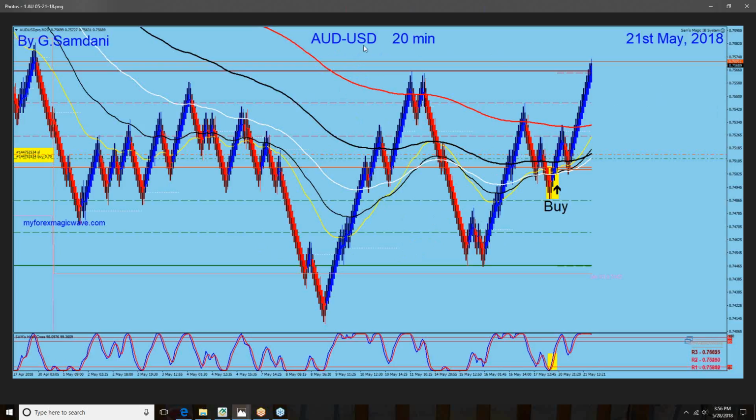The week started on the, sorry, 21st of May. Aussie USD 20-minute chart, buy entry. This is my buy entry here, SL, using this entry setup, this Magic IB system. All right, so next trade.